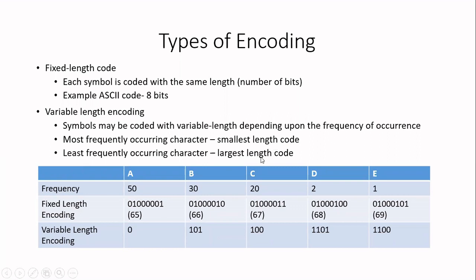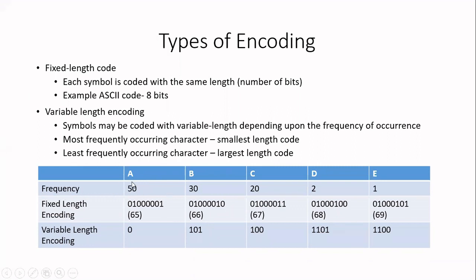So why are we following that? For the most frequently occurring character, if you give fewer bits, you can save the total number of bits you are sending. Similarly, if it is the least frequently occurring character, anyway it is not appearing many times, so give the largest number of bits for that. Okay, so this is how variable length encoding proceeds. Now let us see one example to understand this.